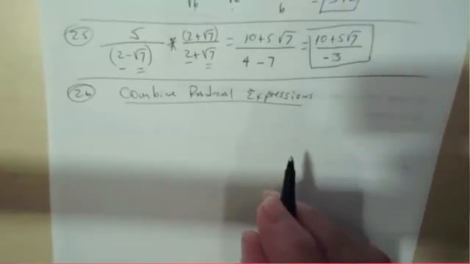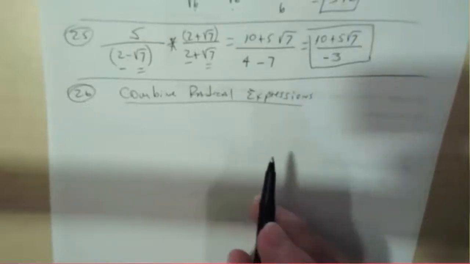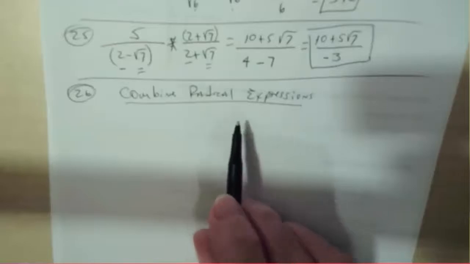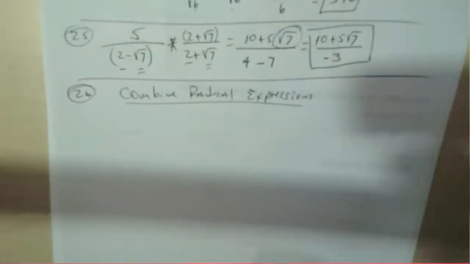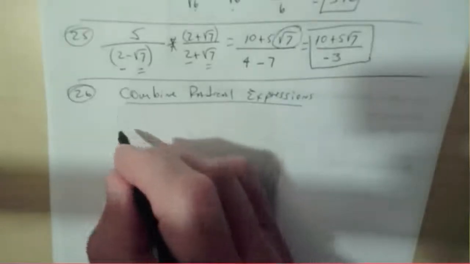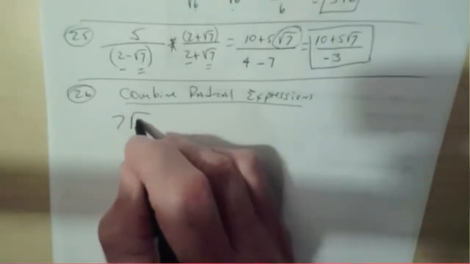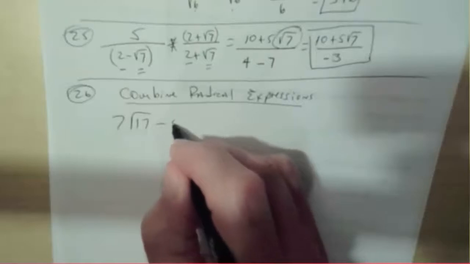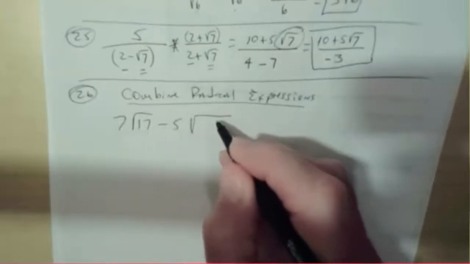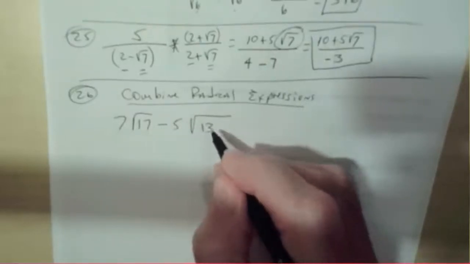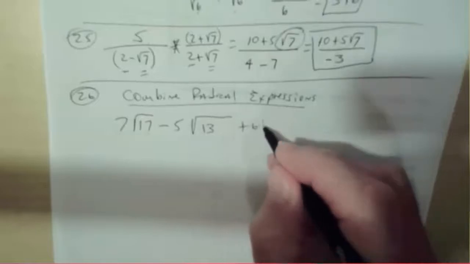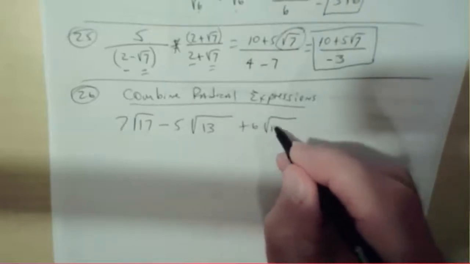Combine radical, what does that mean? Yeah, radical is the square root. That's the radical, right? The square root symbol. So 26 is 7 times the square root of 17 minus 5 times the square root of 13 plus 6 times the square root of 17.